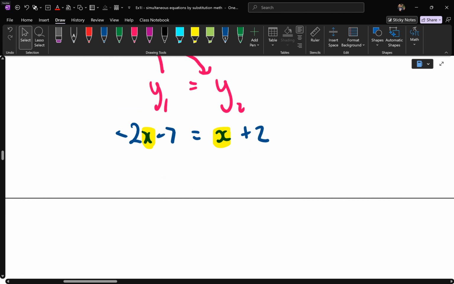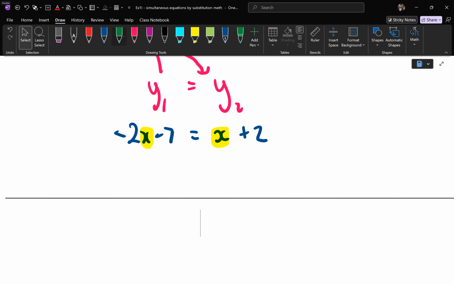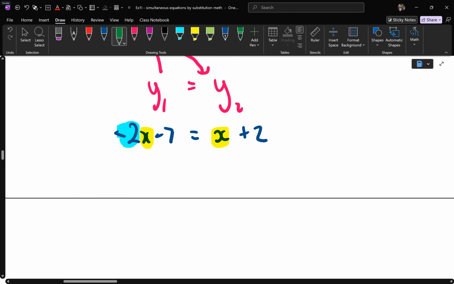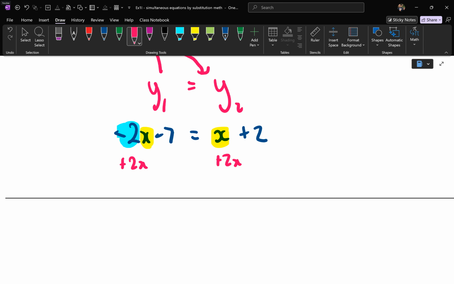Collect the x's together. I've got 1x over here, I've got negative 2x over there. I taught you this at the start of the term as well. I said get the smaller x, and clearly negative 2 is smaller than 1. So I'm going to add 2x on the left, and add 2x on the right. Negative 2x plus 2x cancels out. You've got negative 7 is equal to 3x plus 2. And you're back to linear equations that you're familiar with from Year 7. Minus 2 on both sides.